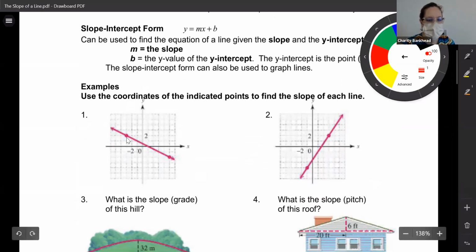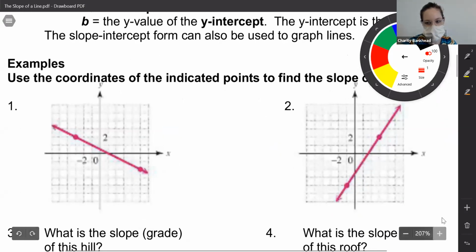So if we're looking at a graph, and we want to find the slope of the line, first of all, for number 1, the slope is going to be negative. For number 2, the slope is going to be positive. We can tell just by looking at it. So we could write down the coordinates of those points and then use the formula. But if you're looking at a graph, I would just count them.